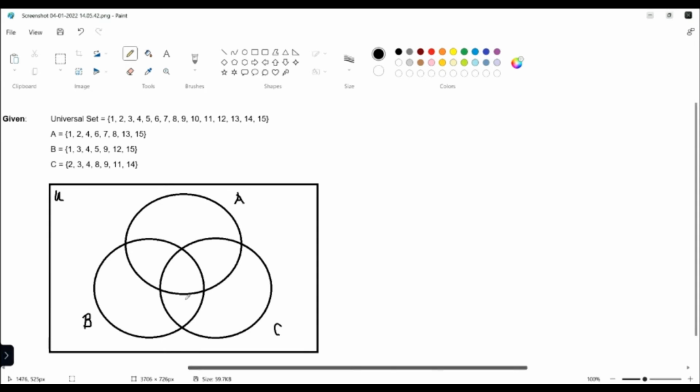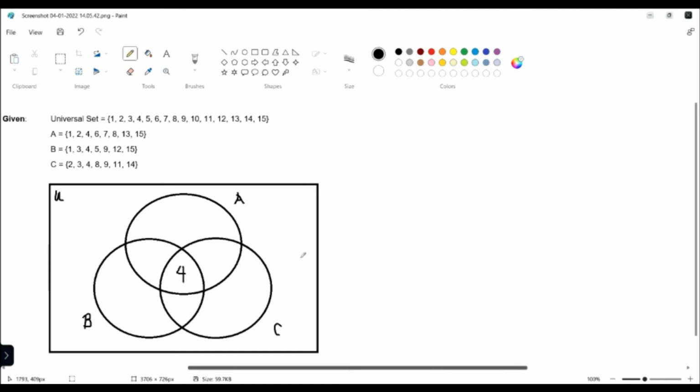I will start from the center, the overlapping part of the three subsets of U. Okay, what elements should be written in this portion? 4 po, sir. Okay, 4 po. We have 4 because all the three sets contain 4. Okay, very good. So we have here 4. And in fact, there's only one common element among the three.